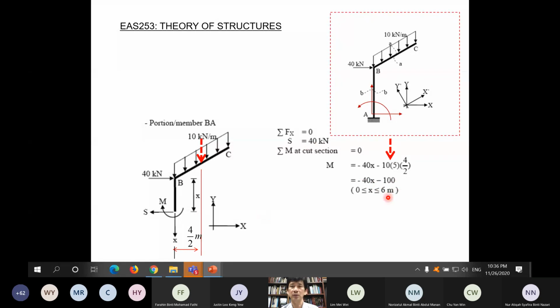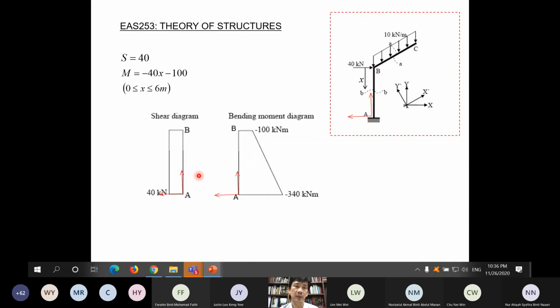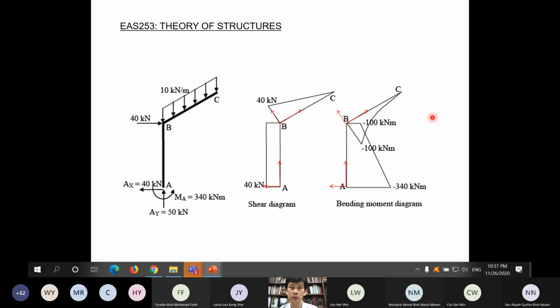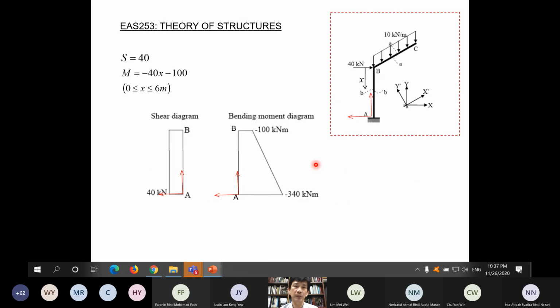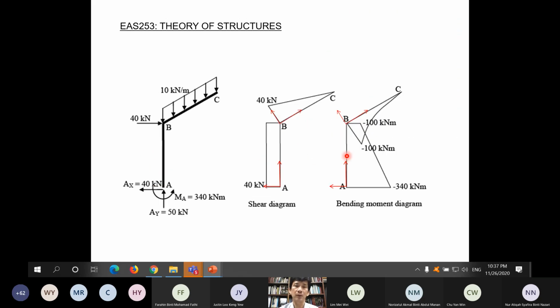So the shear force is constant and the bending moment is a straight line. Shear force constant, positive, so for this part we draw on this side. Bending moment, straight line, negative. So for AB, positive we draw here, negative we draw here. Then combine them. Don't stop here, this is not complete, this is only part by part. Combining them, you get our shear diagram like this and our bending moment diagram like this.